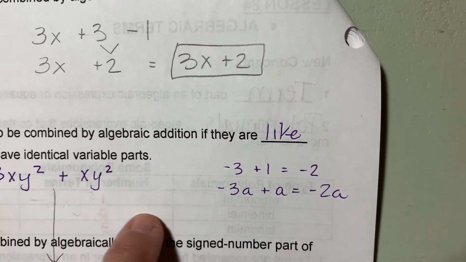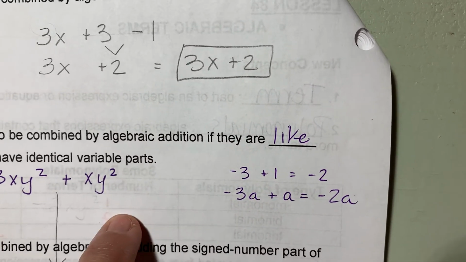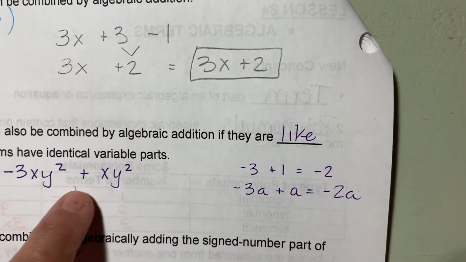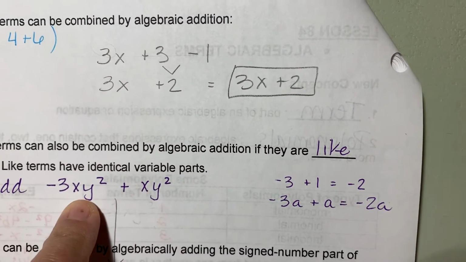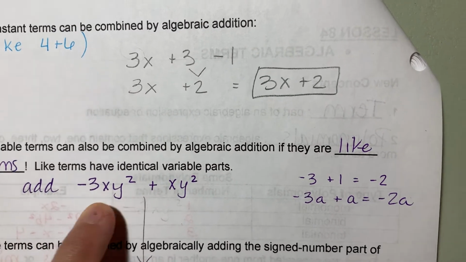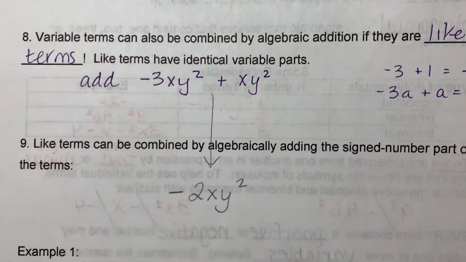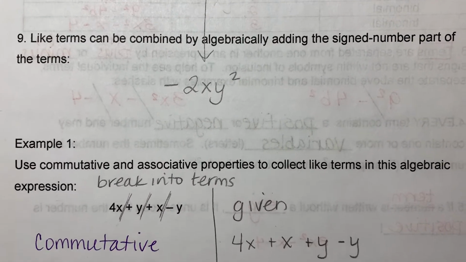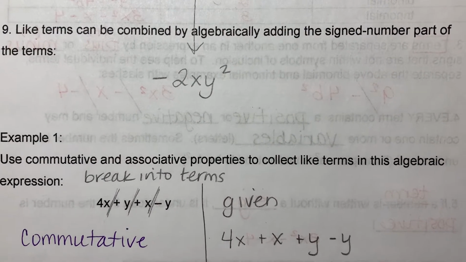It's kind of like on a number line. If I went back 3 and up 1, I'd land at negative 2. It's no different than here. We just are using variables to represent numbers that we don't know. So let's go down here. We're going to use the commutative and associative properties to collect the terms.